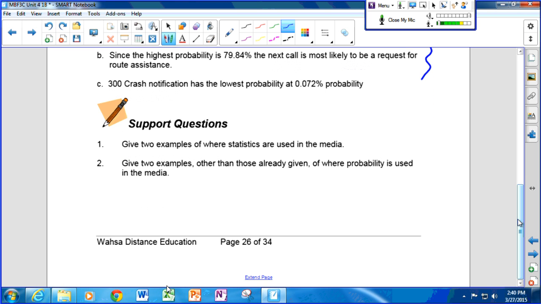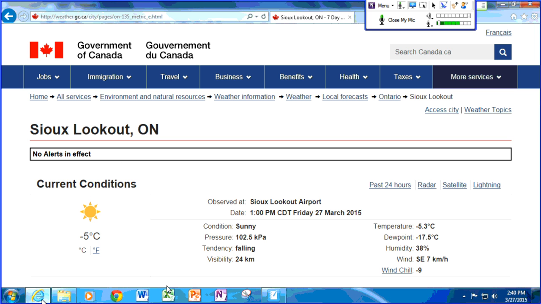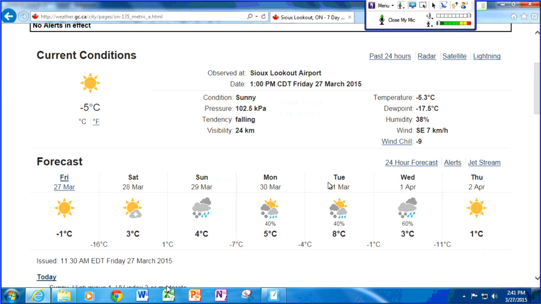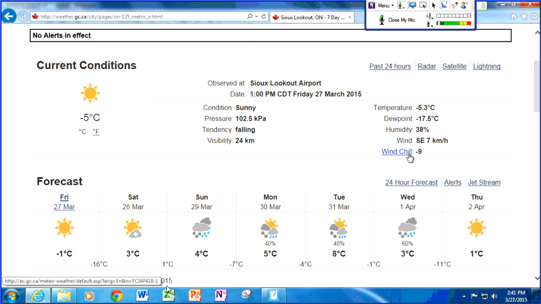And then the support question gives two examples of where statistics are used in the media. And I think that will kind of vary. Let's take a look. We have a little bit of time here. So I'm going to show you a couple that I kind of like here. One of them we talked about, this is the weather. This is, by the way, the government weather, weather.gc.ca, and then you find your city. If you're using any other weather service in the north here, you're using this. This is where they get their information. It's just that they give the wind chills and the dew points and the sunrise and sunset.